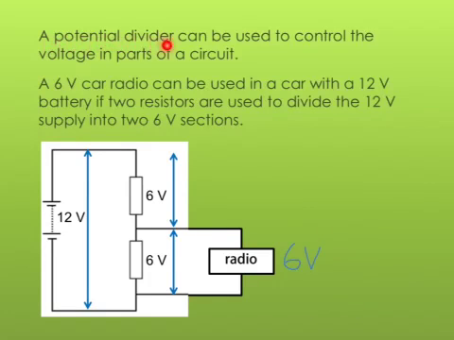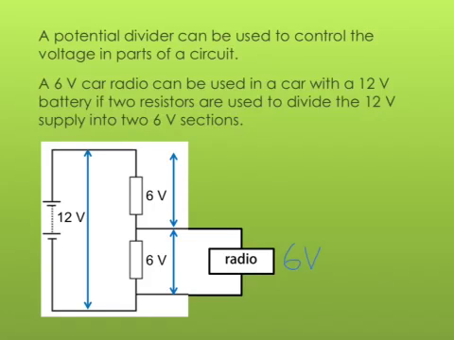A potential divider can be used to control the voltage in parts of a circuit. So let's look at the circuit here. Let's say that we have a 12-volt battery and also a radio that works on 6 volts. So what we need to do is to divide this 12-volt into two halves like this by using two identical resistors, and so each resistor will get 6 volts.